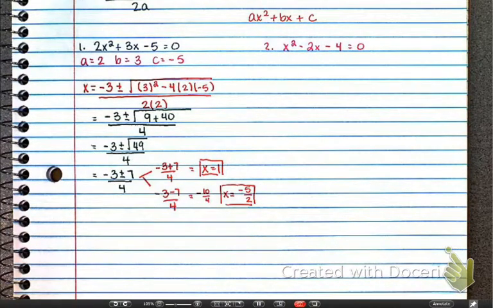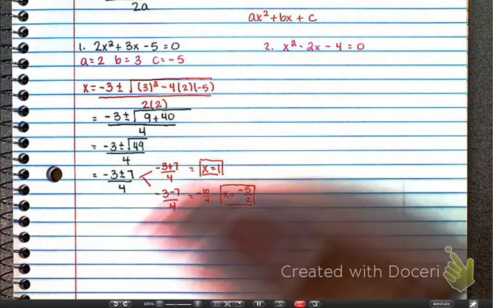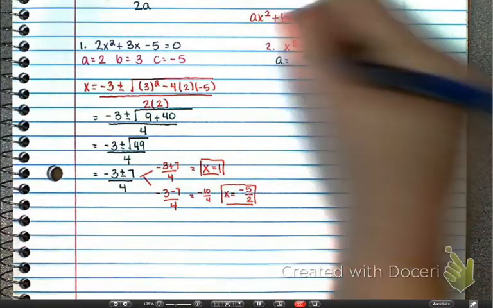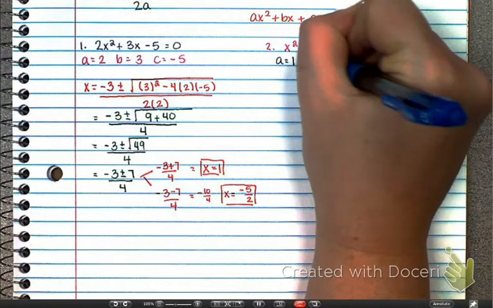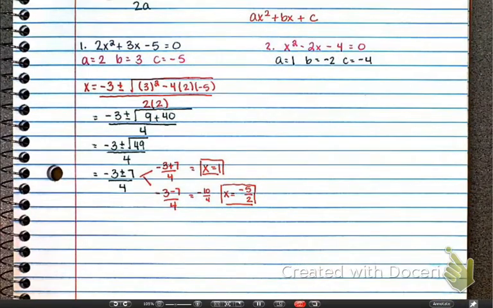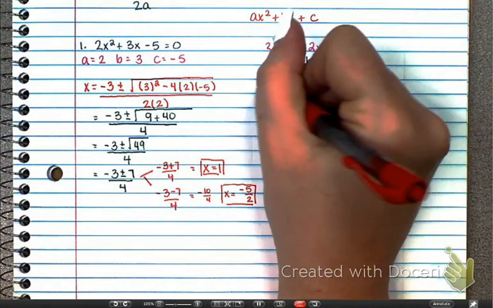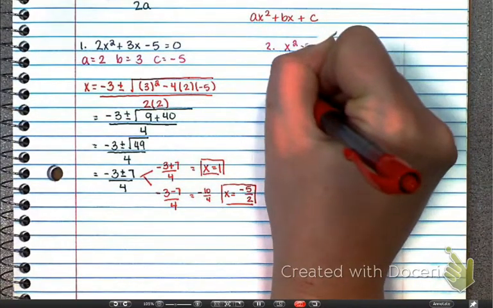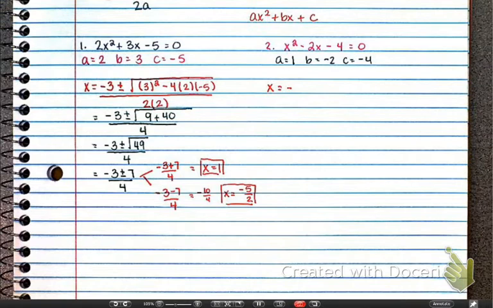Okay, what was step 1? Identify A, B, and C. What's A? 1. What's B? And C? Okay. So x equals negative b. What is b?